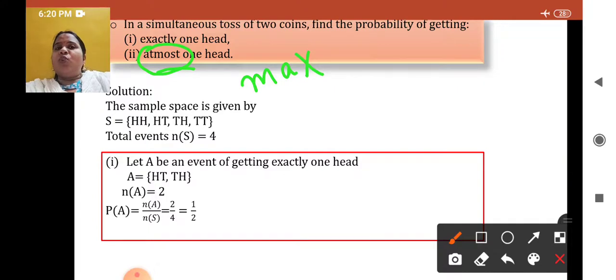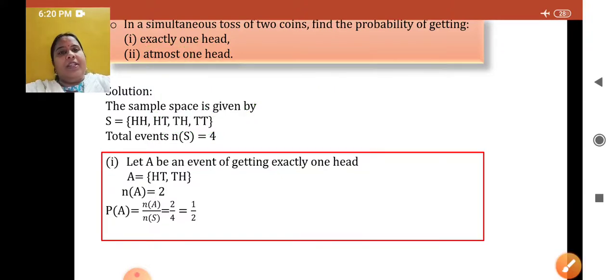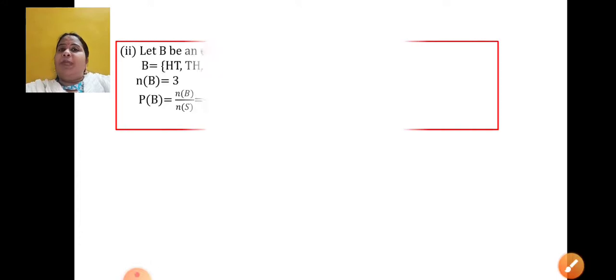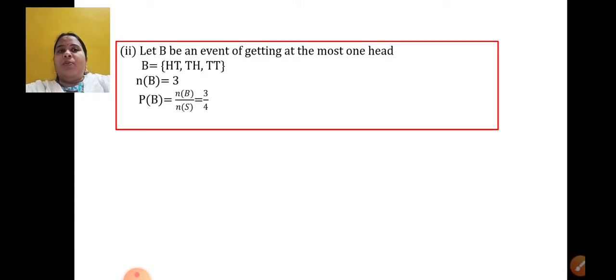Okay, so at the most one head means first I will take this, then I will take this. Yes, at the most one head. More I will not take, but even if it is not there, it should be considered. So this is very important. TT will also be considered when we are talking about at the most one head. Okay, so make this concept very clear. Let us see the second one. Let B be an event of getting at the most one head.